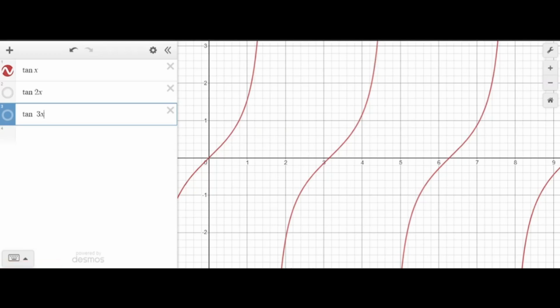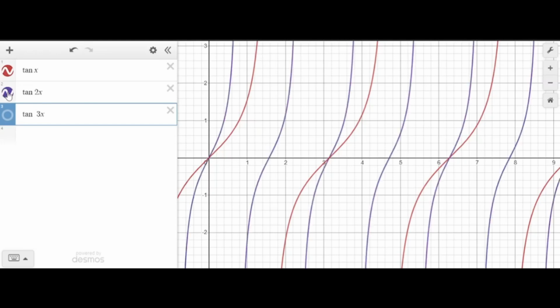The graph looks like this. It's not a wave like the sine and cosine, but instead this irregular shape here. The tangent of x has a period of 180 degrees or pi radians. If you were to double the coefficient of x, then just like with the sine and cosine, the frequency would get doubled. You notice there are twice as many on the graph now.